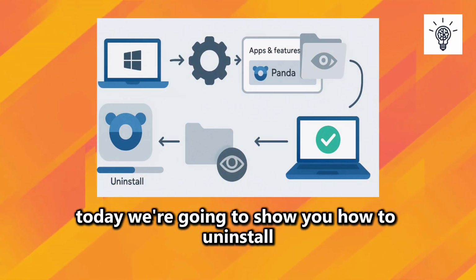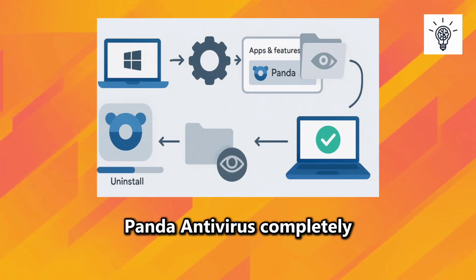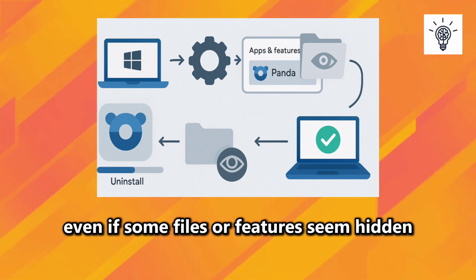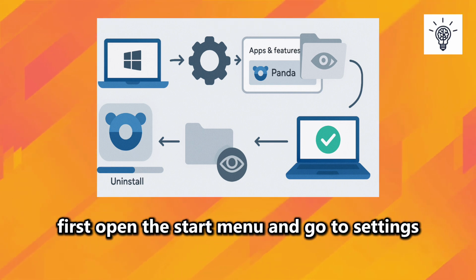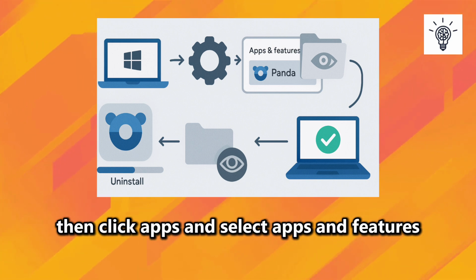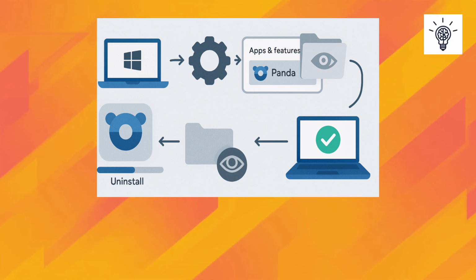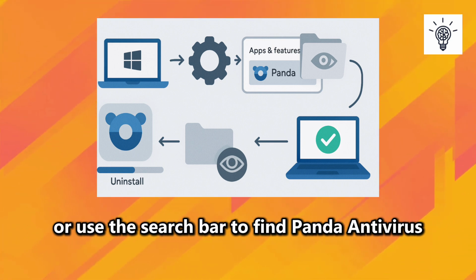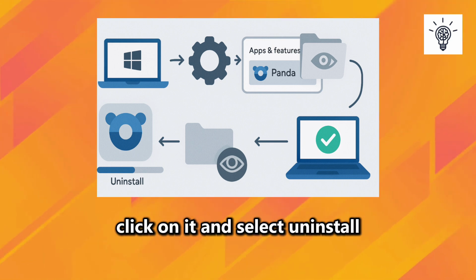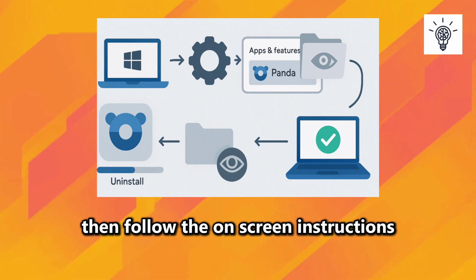Today we're going to show you how to uninstall Panda Antivirus completely, even if some files or features seem hidden. First, open the Start menu and go to Settings, then click Apps and select Apps and Features. Scroll through the list or use the search bar to find Panda Antivirus. Click on it and select Uninstall, then follow the on-screen instructions.